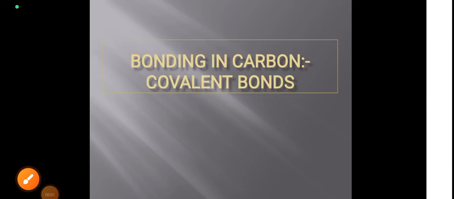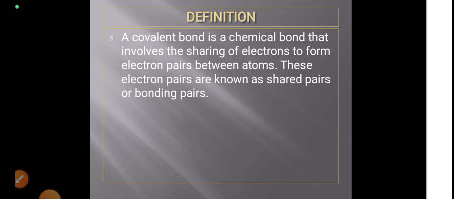Hi everyone. Let us learn the next topic, that is bonding in carbon, which is a covalent bond. First, let us know the definition. A covalent bond is a chemical bond that involves the sharing of electrons to form electron pairs between atoms. These electron pairs are known as shared pairs or bonding pairs.